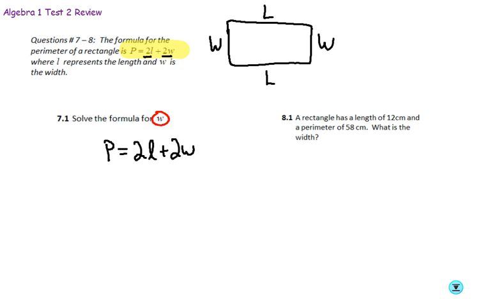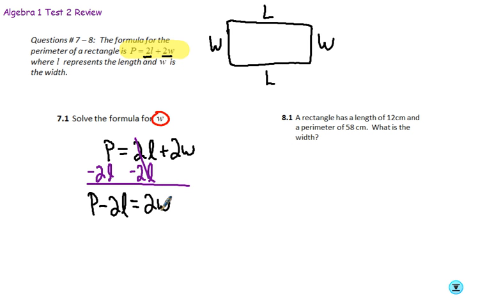Well, the first thing I'm going to do is pick up the 2L and move that to the other side. Because the 2L is connected, I pick them up and move them as a package. And it's a positive 2L, so the opposite would be to subtract 2L. So I've got P minus 2L equals 2W. All right, I've gotten part of it by itself. Now I've got to get rid of this 2.